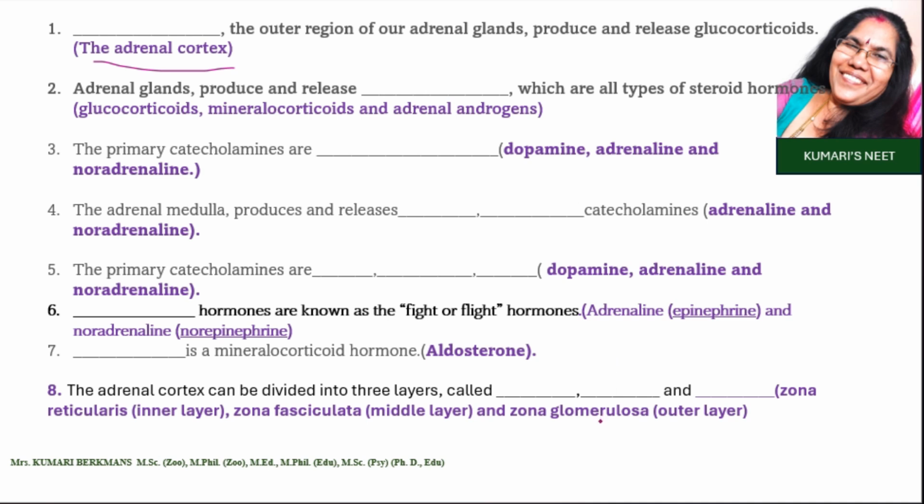Come to the next one. The adrenal cortex can be divided into 3 layers, isn't it? What are they? You know very well. Very good. Zona glomerulosa, zona fasciculata and zona reticularis. Zona glomerulosa is the outer layer. Zona fasciculata is the middle layer. Zona reticularis is the inner layer. Very good.